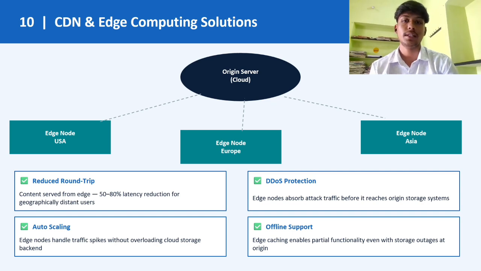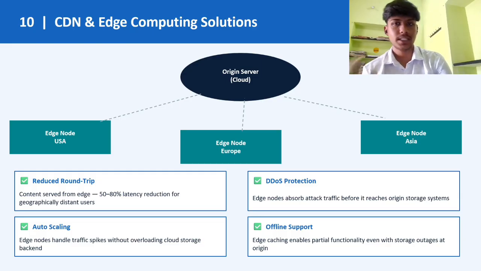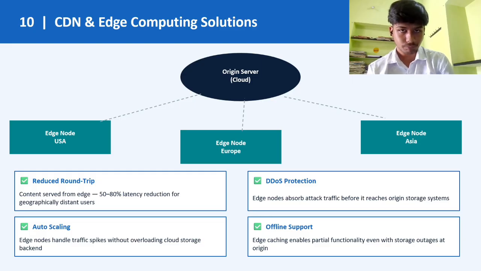So this is where CDN and edge computing solve the problem. The CDN has edge servers placed in cities all over the world, in India, Europe, US, Southeast Asia, everywhere. When a user in Chennai makes a request, it goes to the nearest edge server, maybe even one inside India. The response time drops dramatically. This achieves up to a 50 to 80 percent reduction in latency for geographically distant users. That's very huge for people.